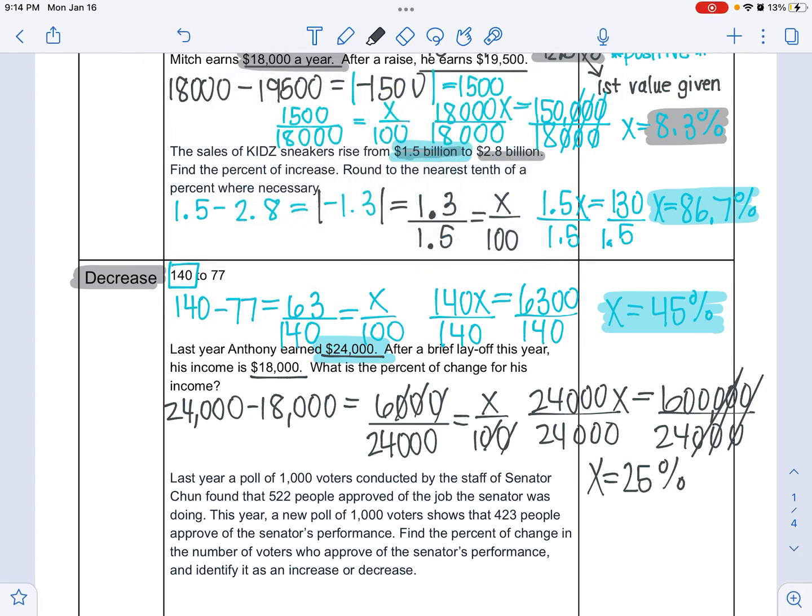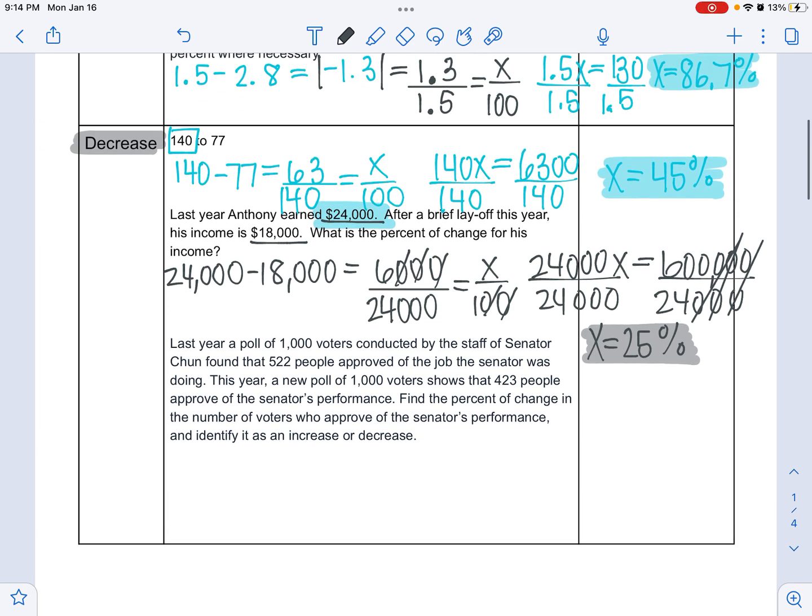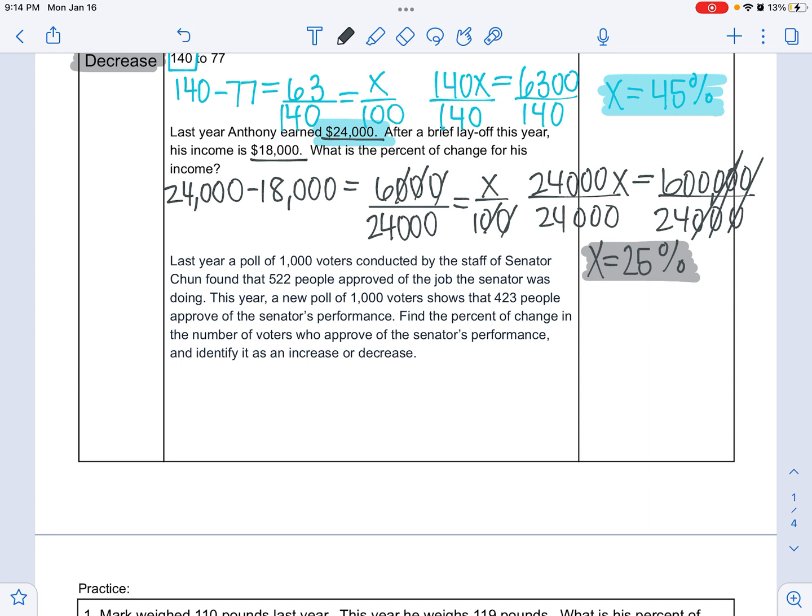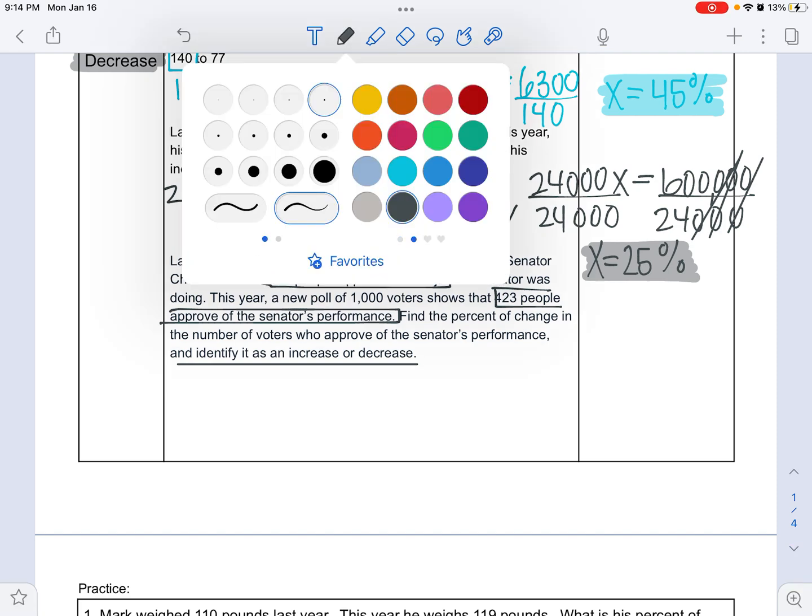So go ahead and see if you can figure out the third one. Pause the video, and then you could see how you did by playing it back. This one's a little wordier. A poll of 1,000 voters conducted by the staff of Senator Chun found 522 people approved of the job. This year, a new poll of 1,000 voters shows that 423 people approved of him doing his job. And we're going to find the percent change. Is it a decrease or an increase? So there's kind of a second piece to this problem.